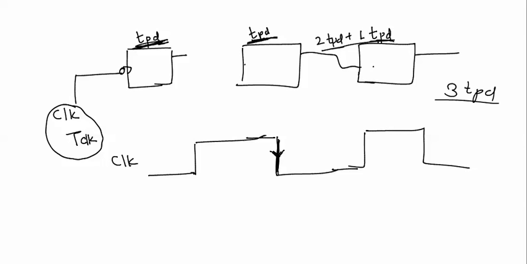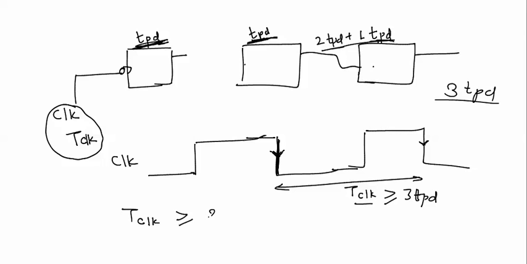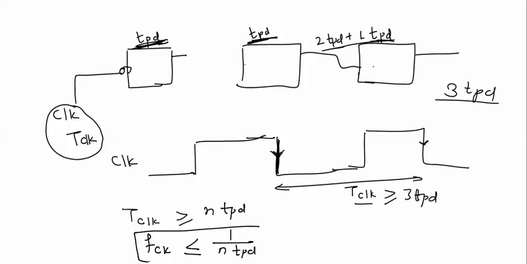If this flip-flop is triggered at this instant, the next triggering point should have a time difference. This is a clock period. This clock period should be at least 3 TPD. Otherwise, it will not operate in the proper manner. So, for a ripple counter with n flip-flops, T clock should be greater than or equal to n into TPD. So the clock frequency should be less than or equal to 1 by n into TPD. This is the condition required for the frequency of the clock pulse. The frequency of the clock pulse has a limit. So this condition must be satisfied for proper operation in a ripple counter.